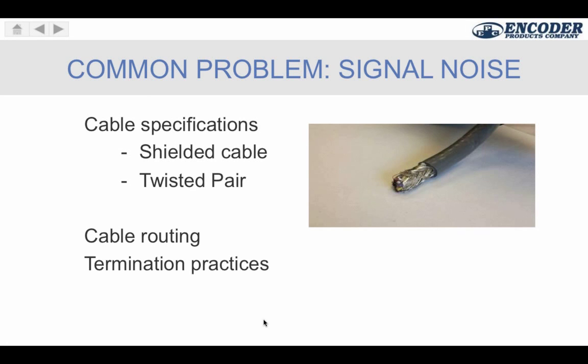In addition to specifying the encoder itself, also give attention to the cable and the interconnect. We always recommend using a shielded cable with the line driver with the complementary outputs, twisted pair cable as well. And then, of course, good cable routing, connecting, and termination practices are also part of the formula for success here.